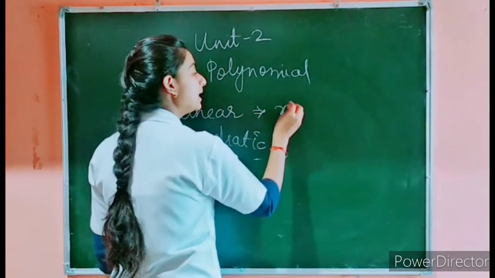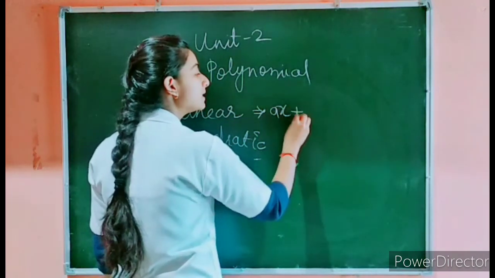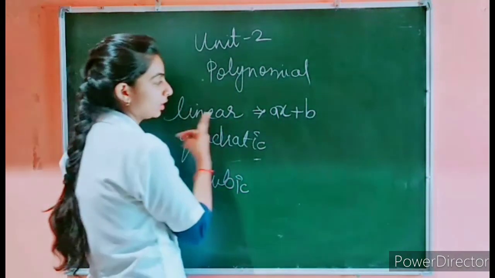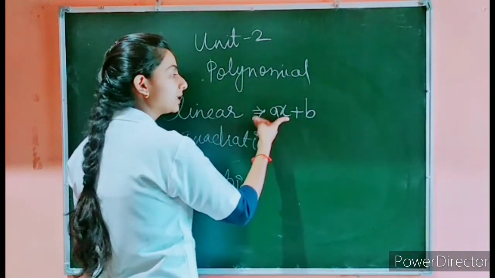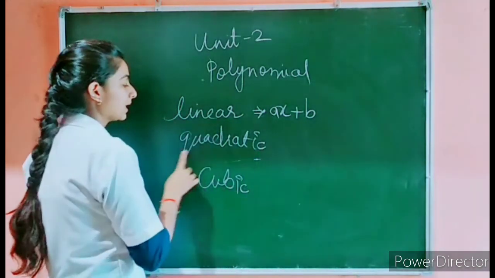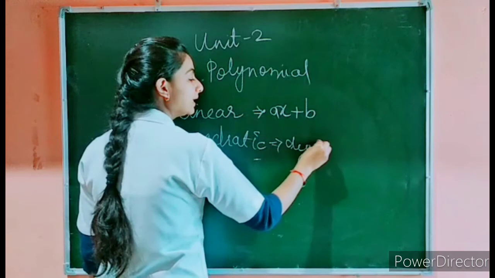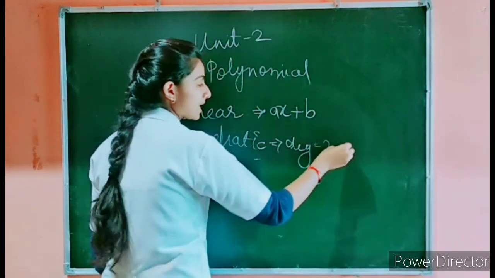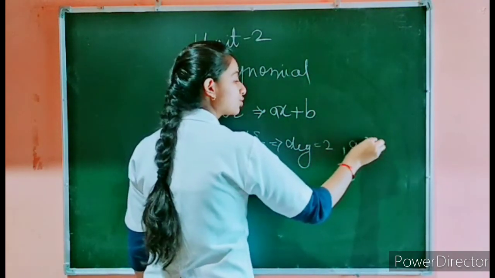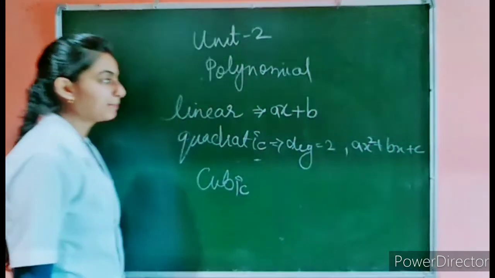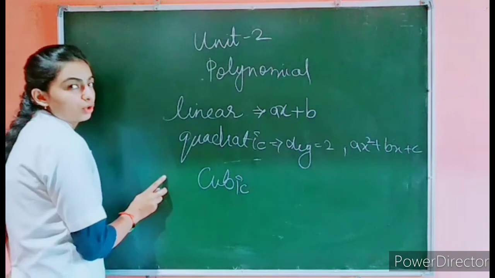For example, ax plus b. This is a linear polynomial where the variable degree is 1. Quadratic: the degree of the variable is 2. For example, ax square plus bx plus c. This is an example of a quadratic polynomial.